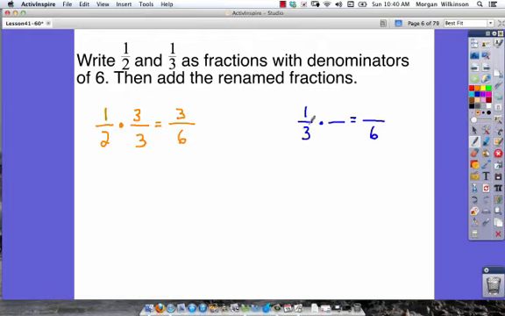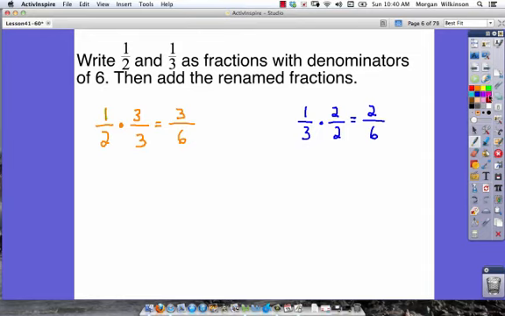In blue, what number times 3 is 6? Well, that must be 2. So our fraction equal to 1 must be 2/2. So 1 times 2 is going to give us our numerator of 2. So we have 2/6. Now it says to add the renamed fractions.